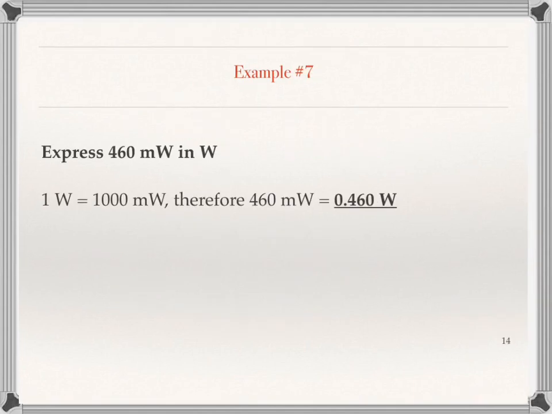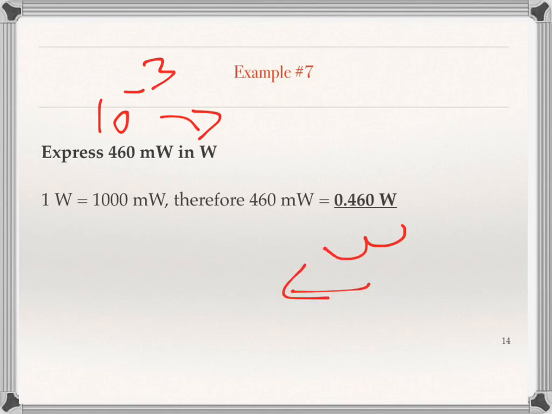Okay, example 7, we're going from, again, milliwatts, which is 10 to the minus 3, to the base unit of watts. So therefore the decimal has to go 3 places that way, because the watts is 1,000 times larger.